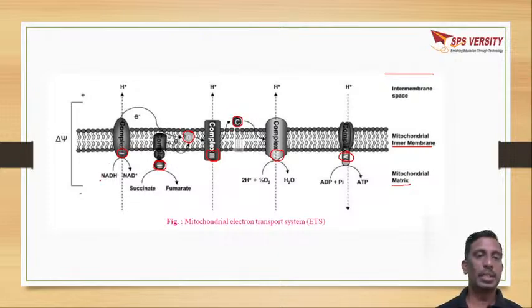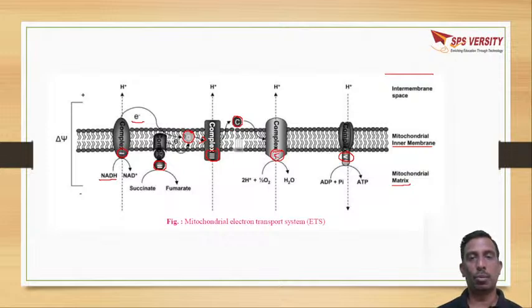Either complex 1 से NADH2 will start its journey. NADH2 on oxidation, it will release electrons which are taken by complex 1. And again, these electrons will be taken by quinone which will carry them to complex 3. Complex 3 से mobile carrier C, that is cytochrome C, will take these electrons and transfer them to complex 4.